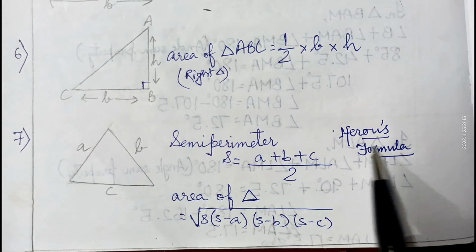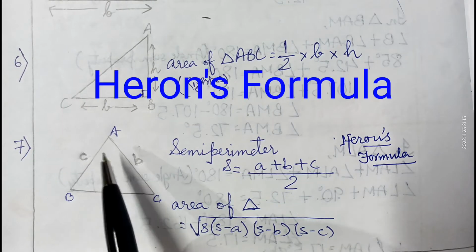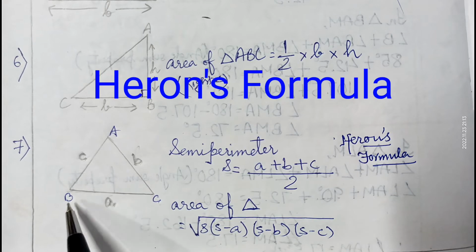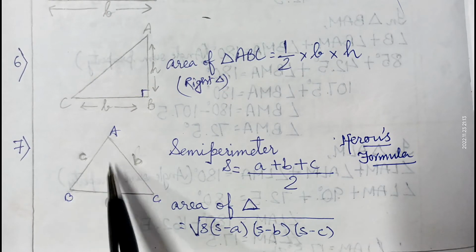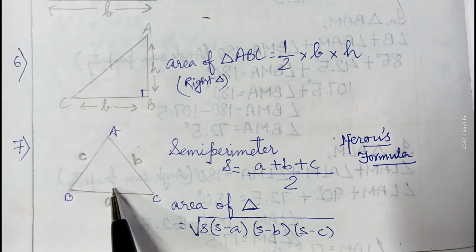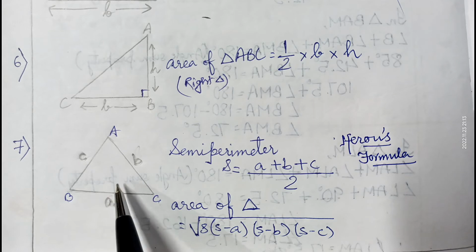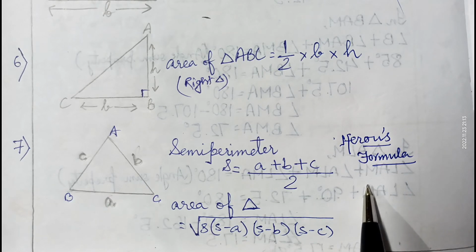Now I will discuss Heron's formula. Let ABC be a triangle whose all the sides are known. Suppose this side is A, this side is B and this side is C. Here height is not known. So we cannot use half into base into height. So in that situation we have to use Heron's formula to find the area.